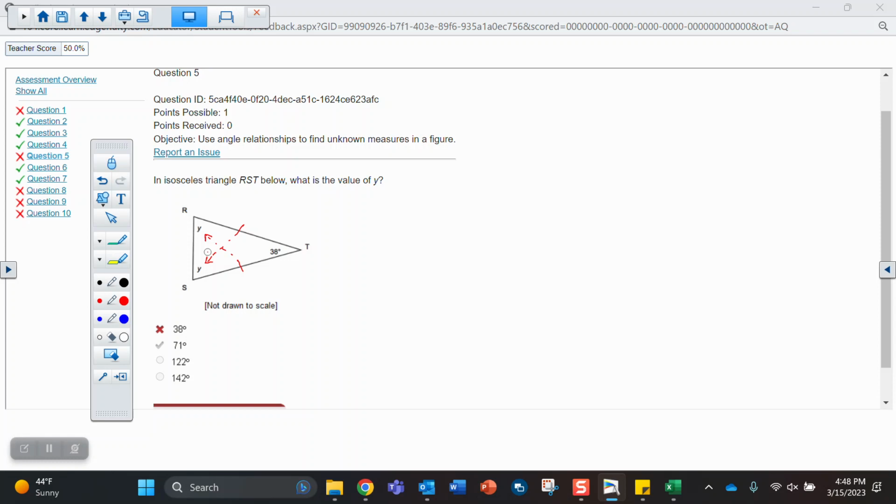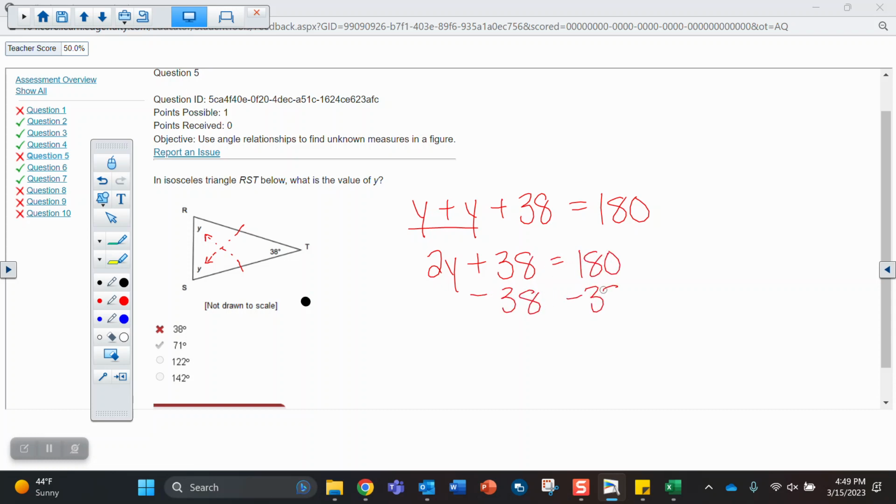So again, I know that the sum of the measures of the angles in a triangle are 180, so I'm going to take y plus y plus 38, and it equals 180. I'm going to combine the y's together. That's 2y plus 38 equals 180. Subtracting 38 from both sides, 2y equals 142, and then dividing both sides by 2, we get that y equals 71.